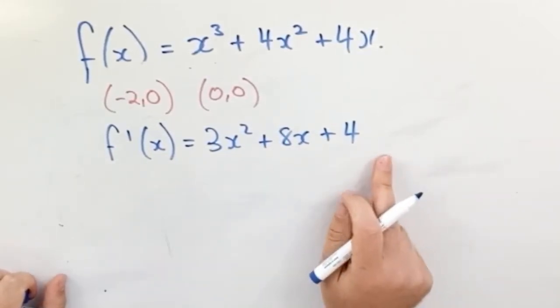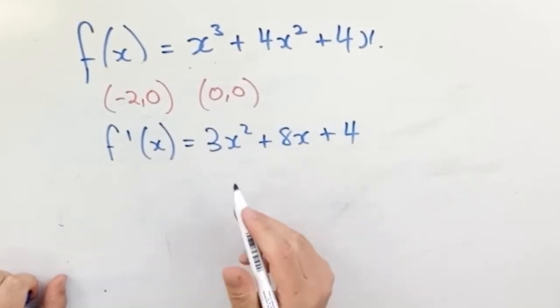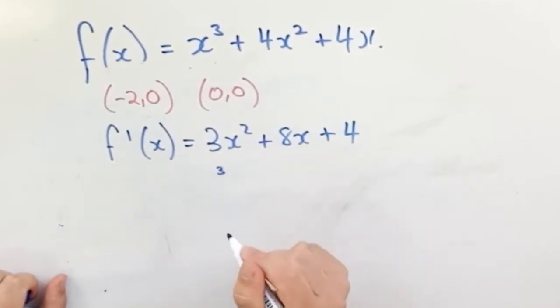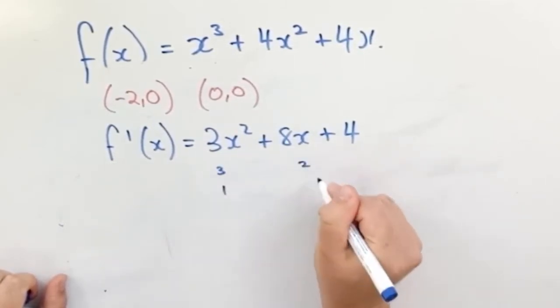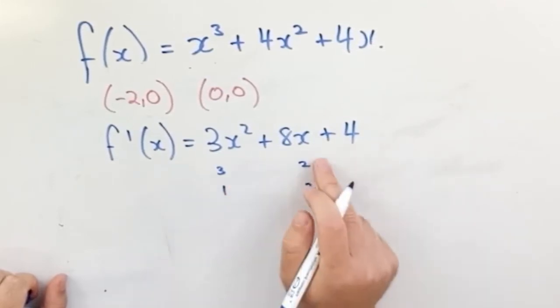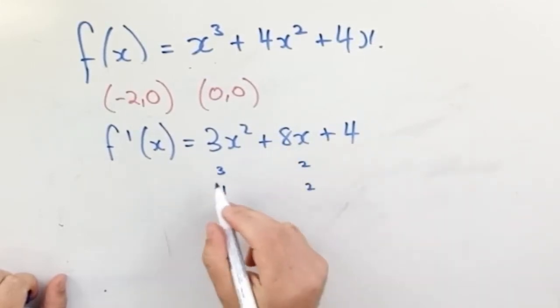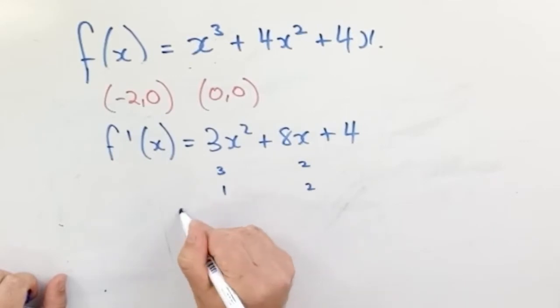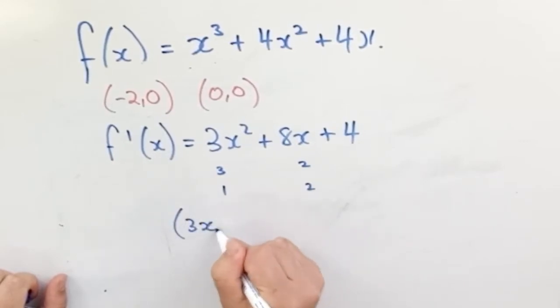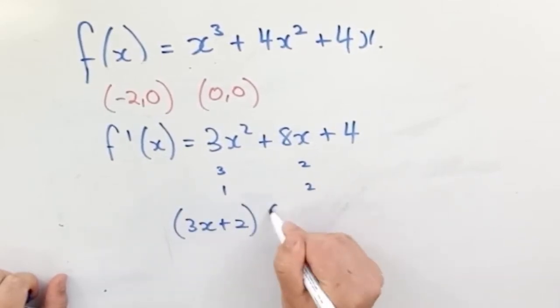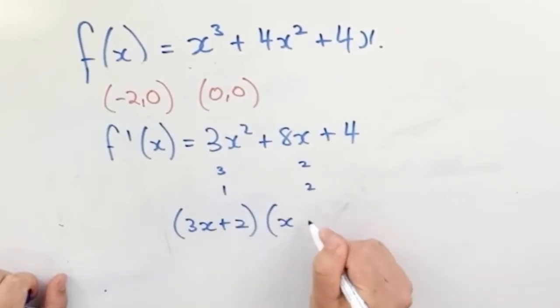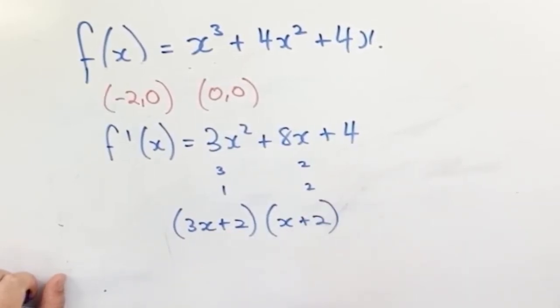We could group it if we wanted to, otherwise we can use the cross method. Let's use the cross method. 3, 1, 2, and 2. I get 6 plus 2 is 8. That works for me, so I've got 3x plus 2 and x plus 2.